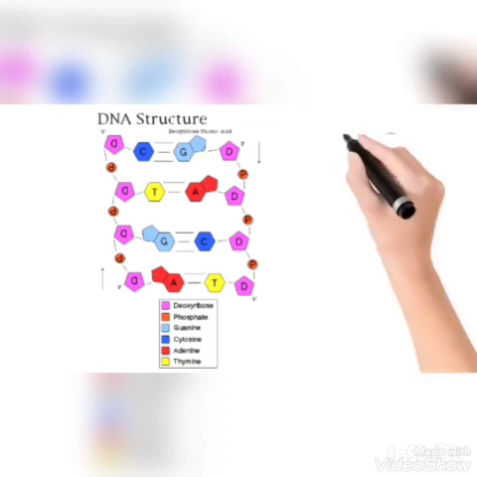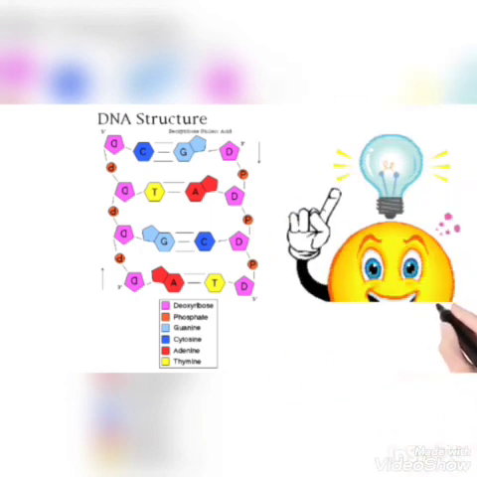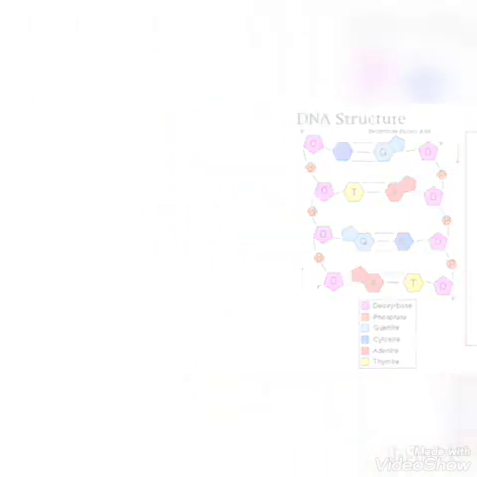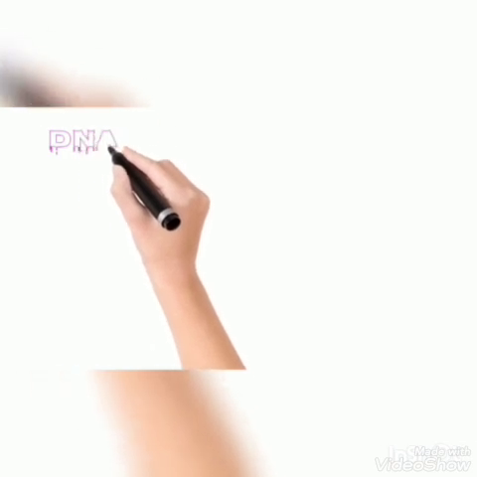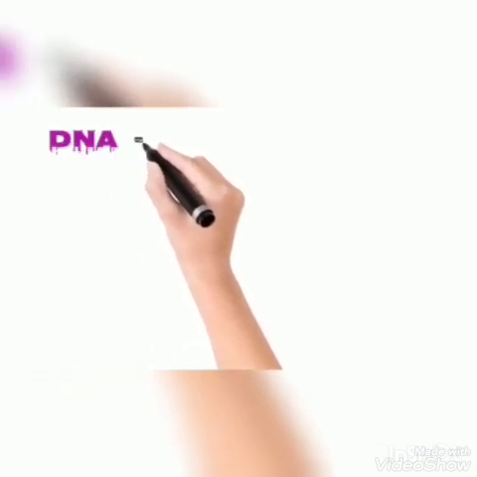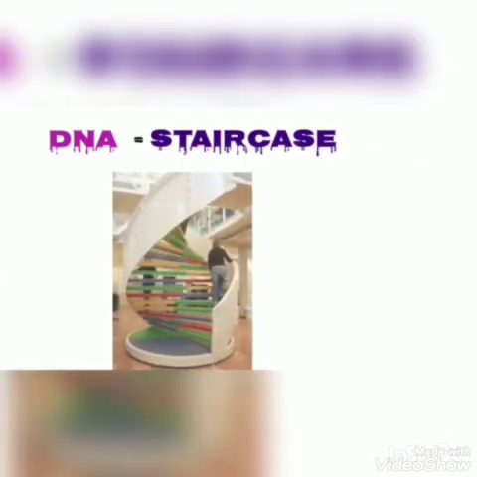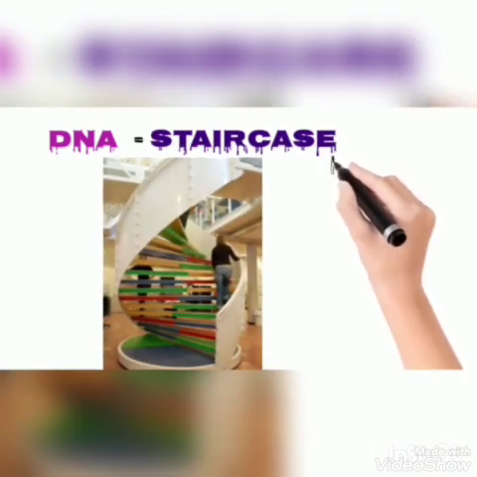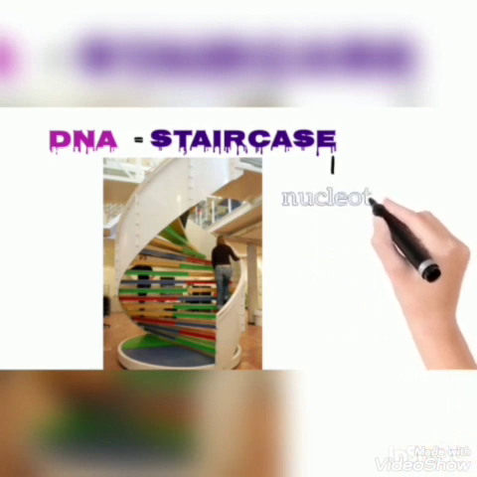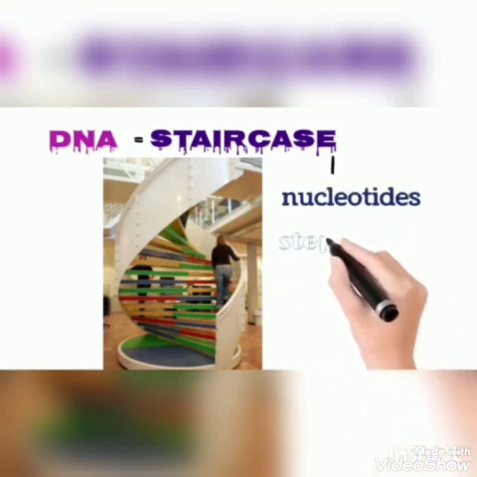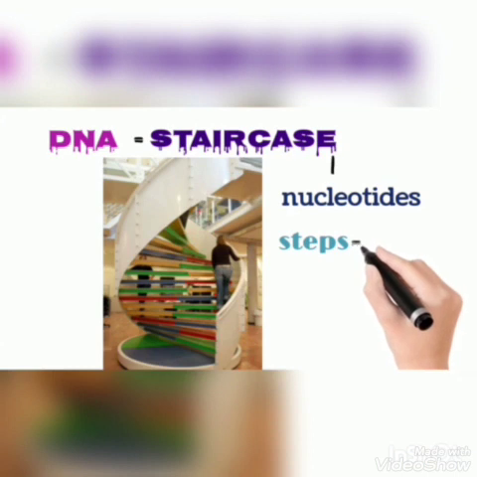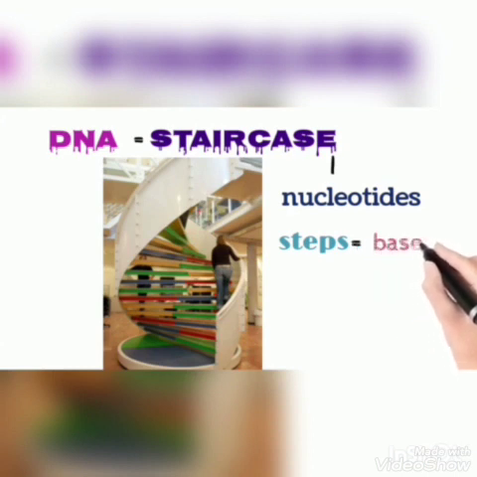Now you guys would have come to know something about the double helical structure of DNA. Now just imagine our DNA, that is deoxyribonucleic acid, as a staircase. Imagine the staircase as a DNA. Now our staircase is made up of nucleotides. What are the three parts of nucleotides? That is sugar, deoxyribose, phosphate and a nitrogenous base.